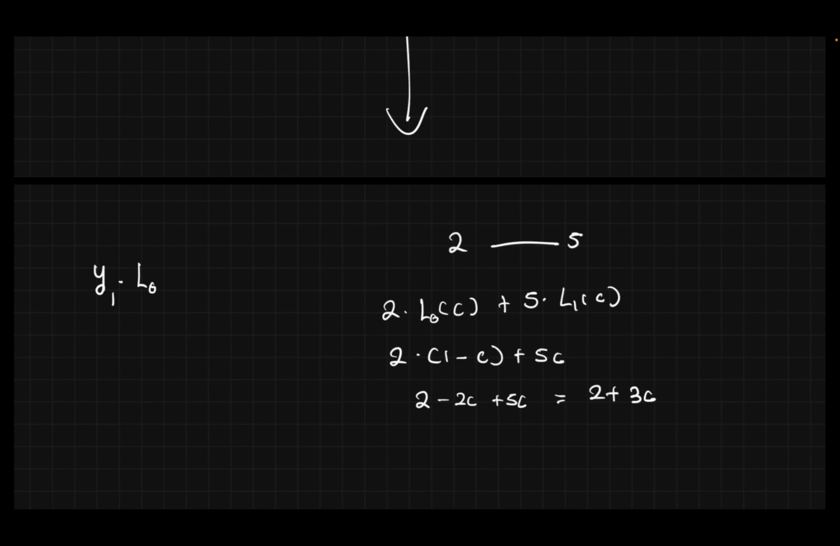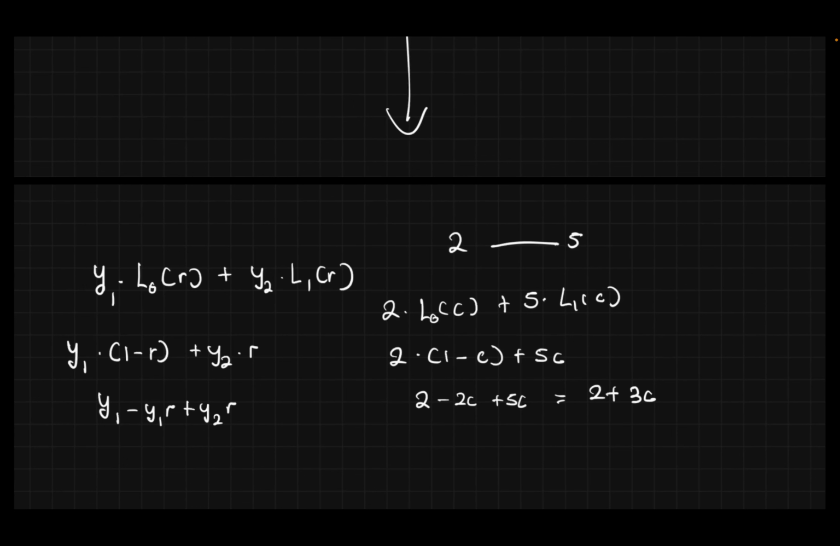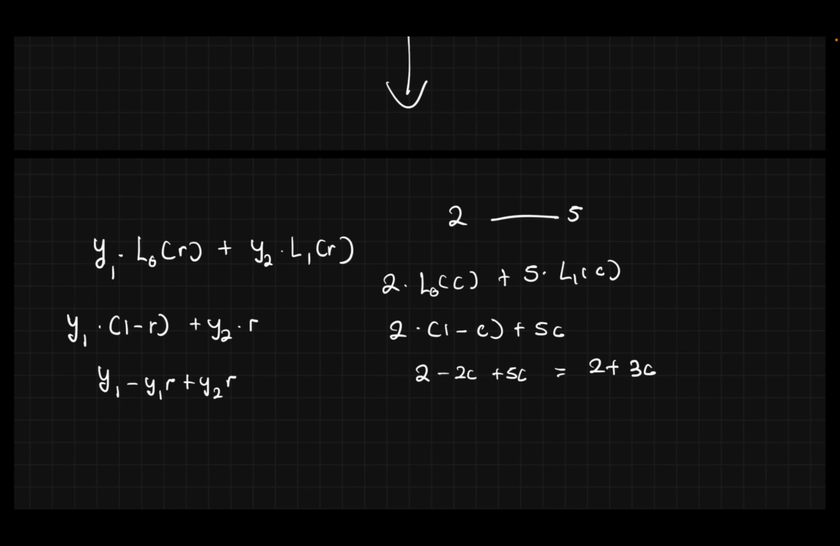So y1 times L0 of r, plus y2 times L1 of r, right? So that's y1 times 1 minus r, plus y2 times r. So that's y1 minus y1r plus y2r. Then, to prevent doing more multiplication than I need, I'll factor out r. So that's y1 plus r times y2 minus y1. So now this does all of this, but at once. Does that make sense?